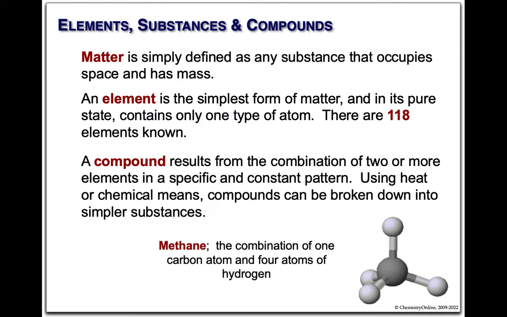Way back in chapter 1, we saw this slide where we talked about matter, simply defining it as anything that has space and mass. Elements are the simplest form of matter, and we said we could take two or more elements, put them together, and make a compound. Compounds can be two types. We'll learn about those today. This is methane, natural gas. One carbon in the middle, four hydrogens. They're always present in exactly the same shape and pattern.